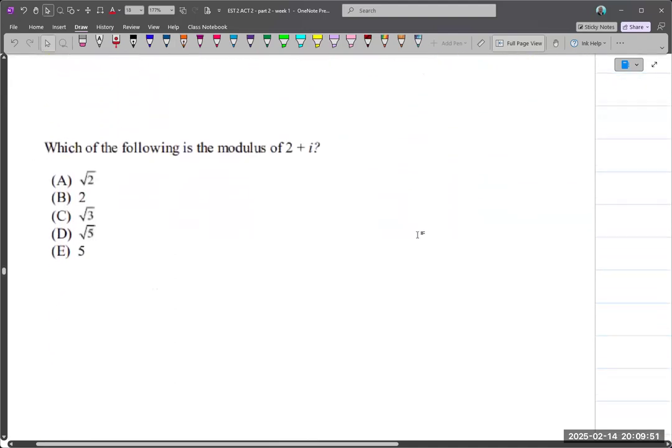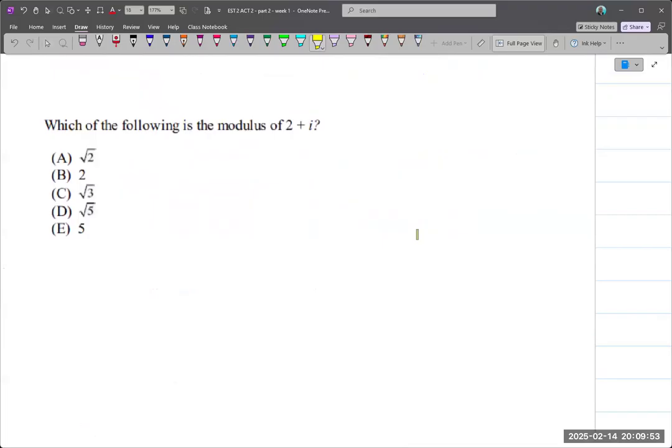Okay. Let's go for question number 2. Which of the following is the modulus of 2 plus i? Of course, the modulus of 2 plus i will be equal to the square root of 2 square plus 1 square. Then it will be the square root of 5. 4 plus 1 is equal to 5. Then the answer is D. Okay.